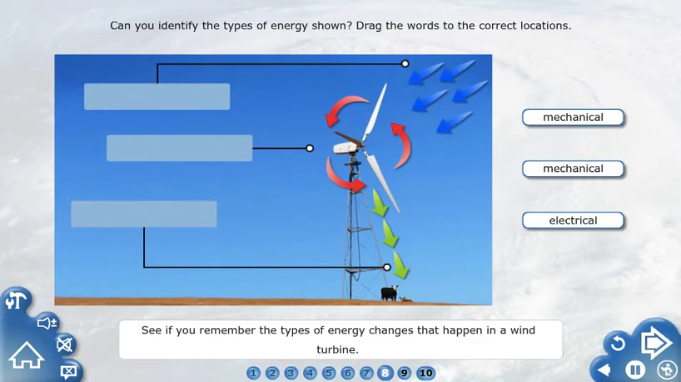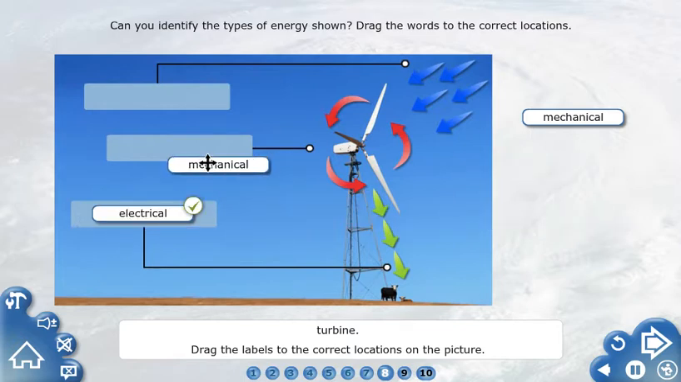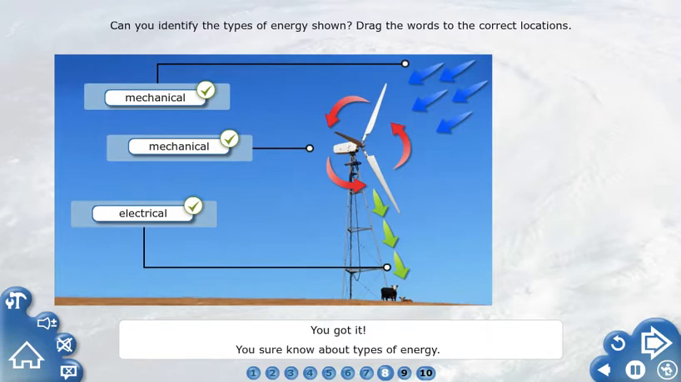See if you remember the types of energy changes that happen in a wind turbine. Drag the labels to the correct locations on the picture. You got it. You sure know about types of energy.